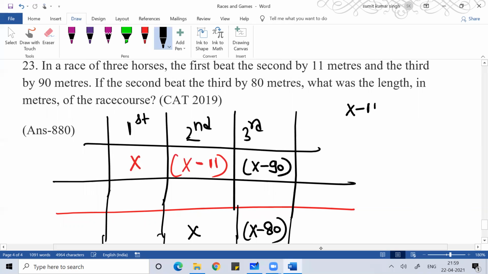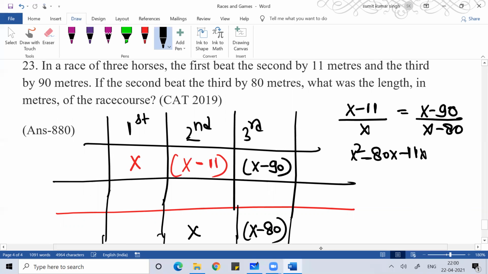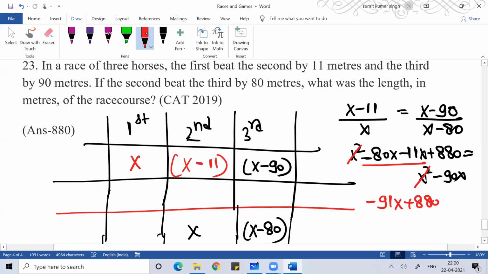Take the ratio of second to third: (x minus 11) by x is equal to (x minus 90) by (x minus 80). Cross multiply: x square minus 80x minus 11x plus 880 is equal to x square minus 90x. So x square will get cancelled. Minus 91x plus 880 is equal to minus 90x. X is equal to 880. That is the length of the race. This came in CAT 2019. I hope you understood this.